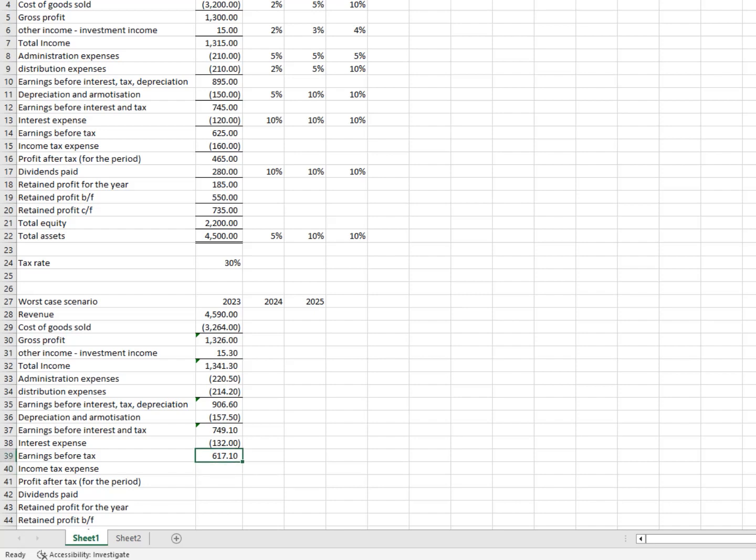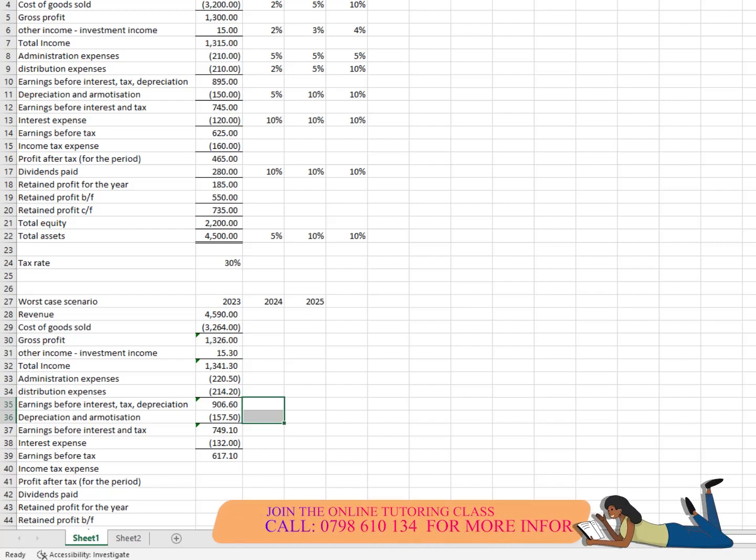616.1. Again, we format it with the top border. Remember the way we underline when we are doing the income statement. So you hit it with the top border, you can hit it with the top bottom based on which cell you are in. Then we have the income tax.